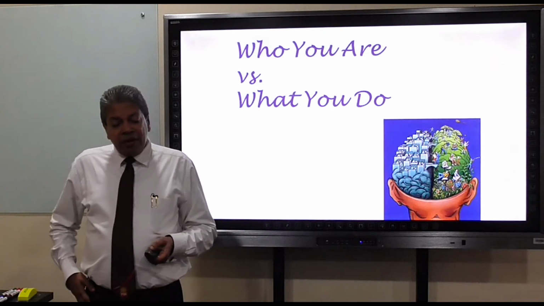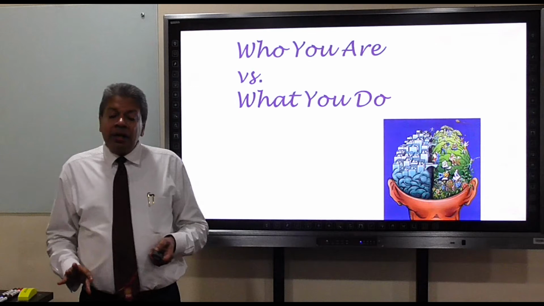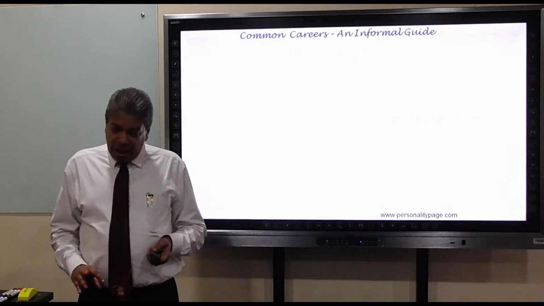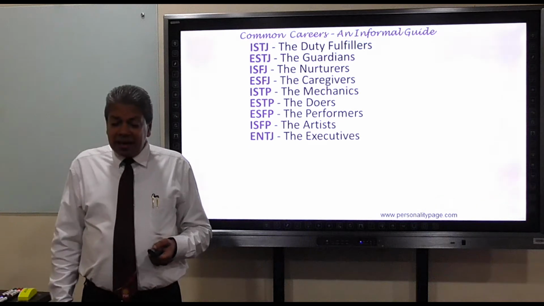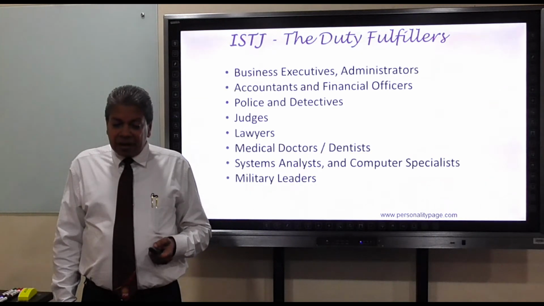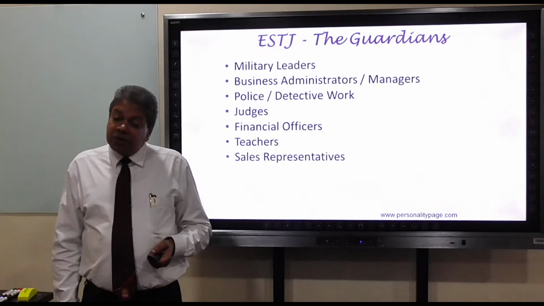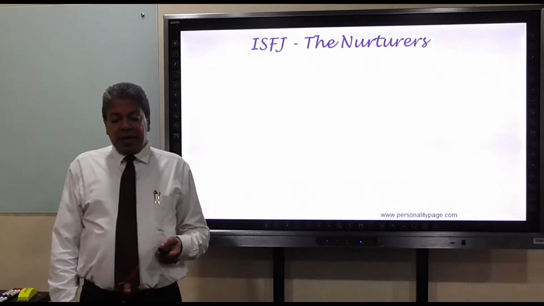And then we looked at the combination, who you are versus what you do. And we looked at an informal career guide, and we went into details and identified a variety of jobs that fit into a particular personality type.